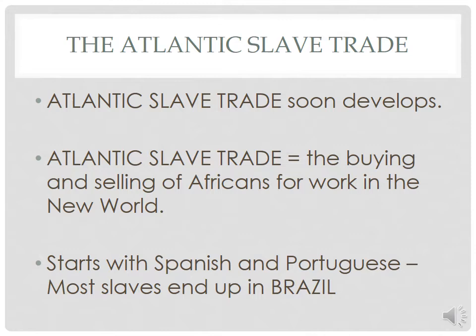So the Atlantic slave trade soon develops. The definition of the Atlantic slave trade is the buying and selling of Africans for work in the New World. Like I said previously, it started with the Spanish and the Portuguese, and most slaves did end up in Brazil prior to slaves coming to Jamestown and the New World. But like I said before, some did go to the Caribbean, and some did go to central Mexico.